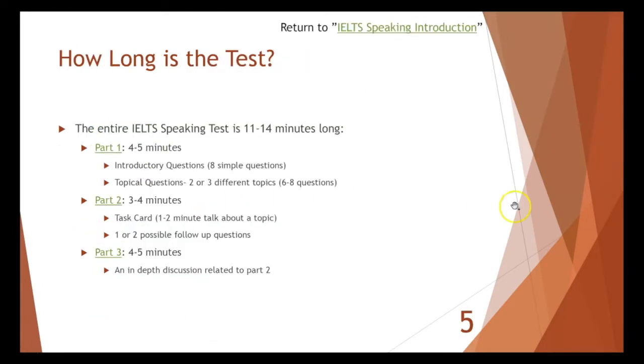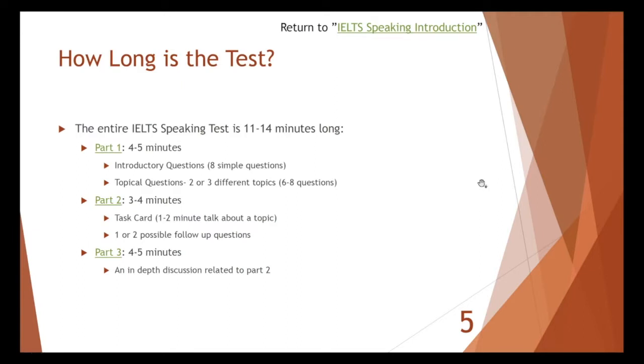So how long is the test? The entire IELTS speaking test is 11 to 14 minutes long. So part 1 is about 4 to 5 minutes. It consists of introductory questions. This is 8 simple questions, 4 questions that are always the same for everyone, and 4 questions based on whether you are working or whether you are a student. Okay, and then topical questions, so 2 or 3 different topics, about 6 to 8 questions.